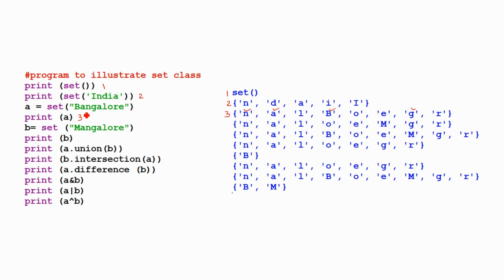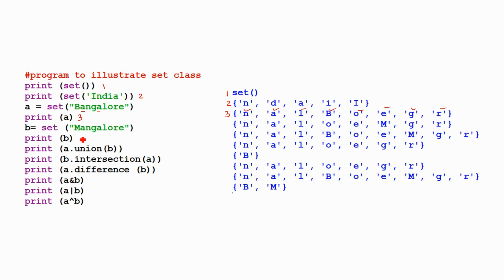Now if you see that both the A's are small letters or lowercase, it will avoid the duplication. So only one A is going to be used, the first occurrence of A. Then we have L, then we have O, and also R, and also E. So like this, a set is formed.